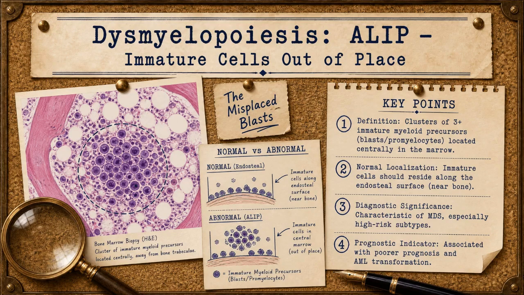Furthermore, the presence of ALIP is also considered a prognostic indicator. It is generally associated with a poorer prognosis in MDS, suggesting a more aggressive disease course and a higher likelihood of progression to AML. This makes its identification crucial for risk stratification and guiding treatment decisions. Your meticulous examination of bone marrow biopsies for these subtle architectural changes, specifically the presence and location of immature myeloid clusters, is incredibly important. Next, let's move on to the abnormalities we see in the megakaryocytic lineage, dysmegakaryopoiesis.